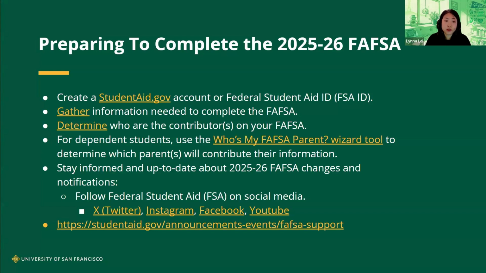And then to stay informed and up to date on the 2025-2026 FAFSA changes, you can follow Federal Student Aid on their social media sites. That's available on X, formerly known as Twitter, on Instagram, Facebook, and YouTube. They also have announcements on their own site that you can follow as well.